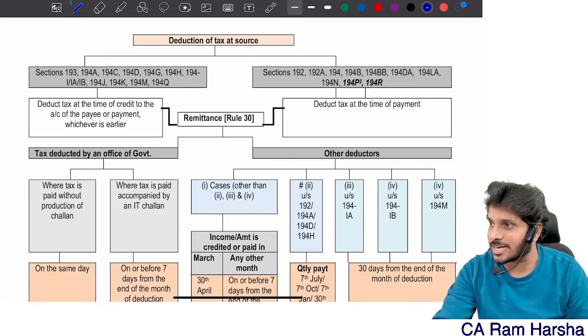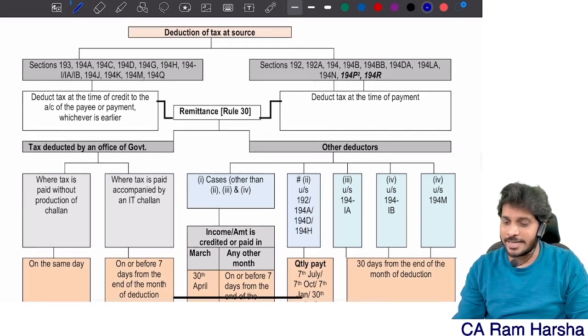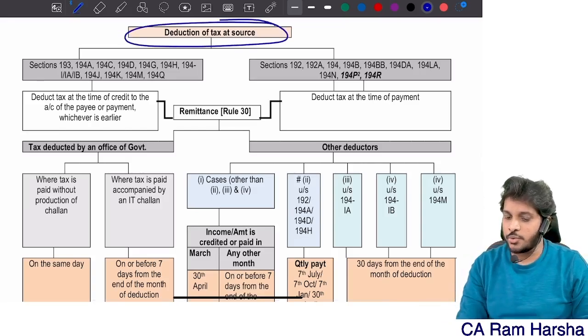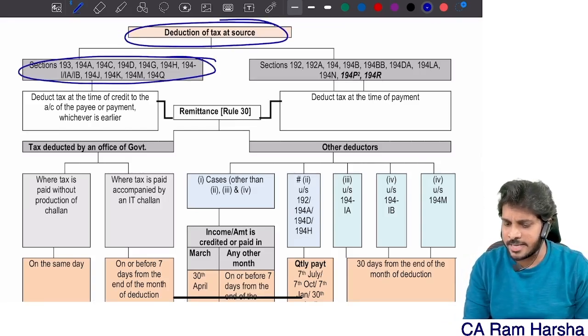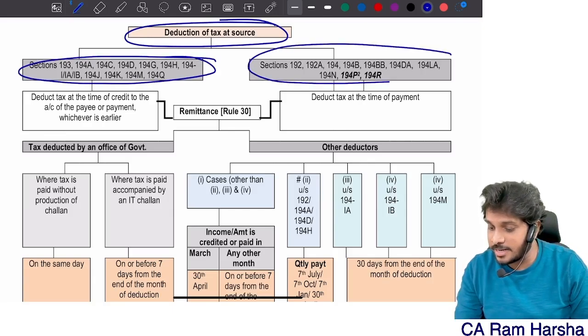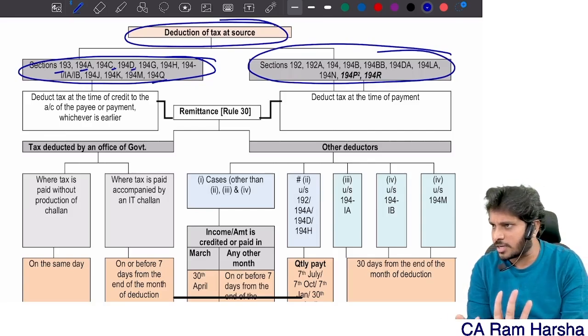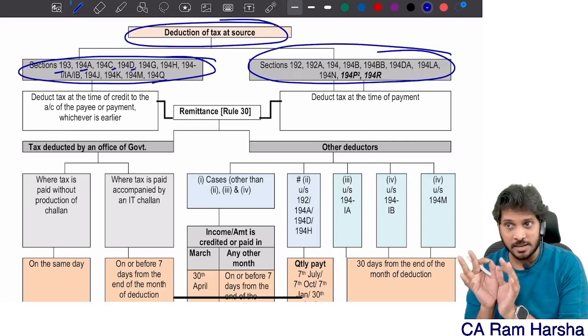Let's first look at that. So the entire TDS overview is given. Whatever TDS you deduct, whether you are deducting under these sections or under these other sections, actually 193, 194A, 194C, 194D up to Q, whatever is covered here, I will come back at last and revise this once again.